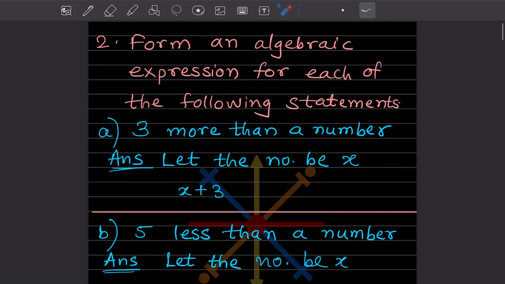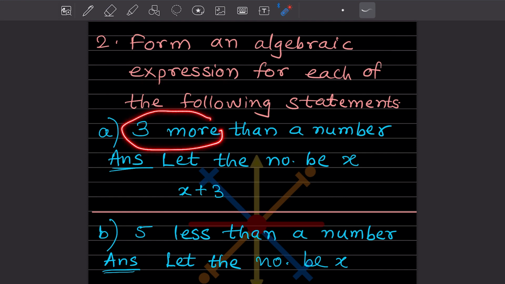What does the next question say? Form an algebraic expression. We have seen the glossary part in my previous video. If you haven't seen what an expression is and what an equation is, all the terms I have explained to you, so go to that video. Okay. Now they said for each of the following statements, we have to form an algebraic expression. So what does this say?